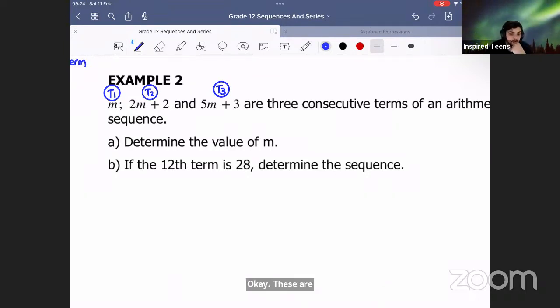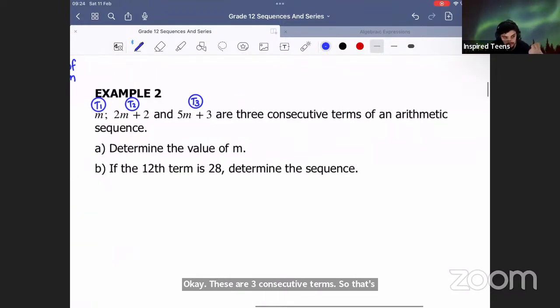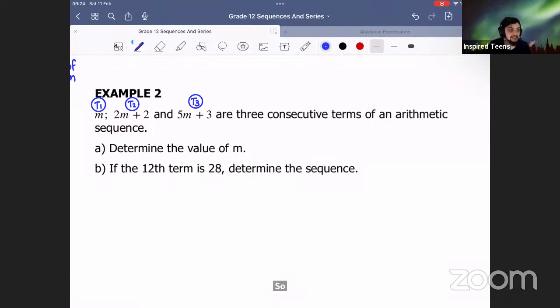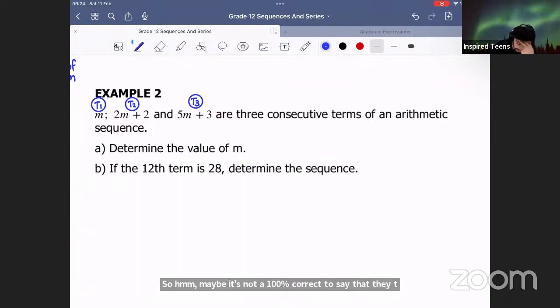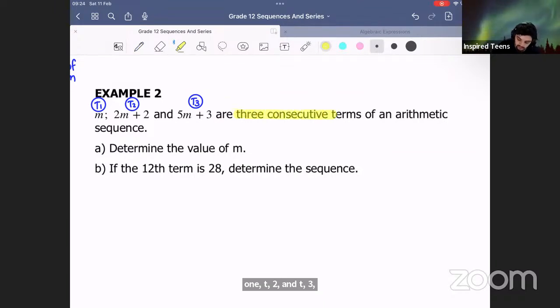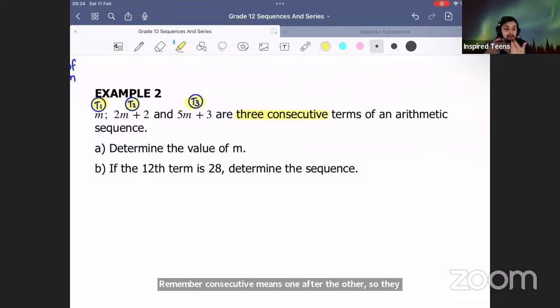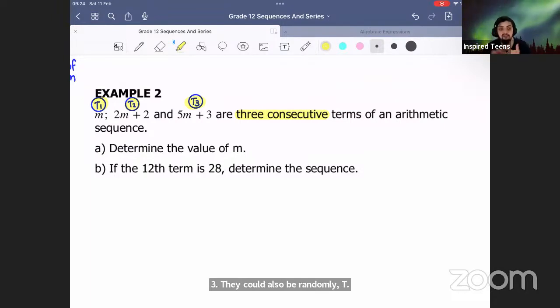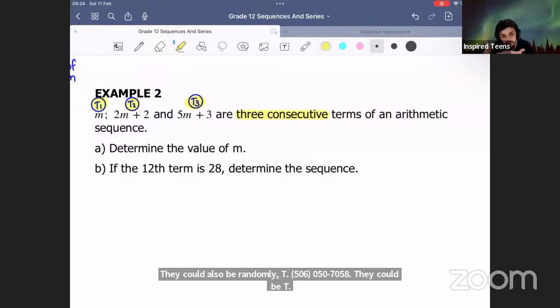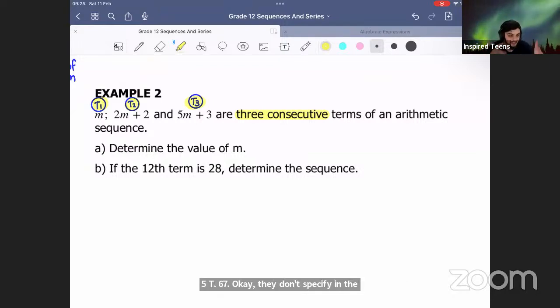So there are 3 consecutive terms in an arithmetic sequence, so maybe it's not 100% correct to say that they are T1, T2, and T3, because we know that definitely they are consecutive. Remember, consecutive means one after the other. So they could be T1, T2, T3. They could also be randomly T56, T57, T58. They could be T5, T6, T7, okay? They don't specify in this question. I did this question, so I know that they are actually T1, T2, and T3. They don't specify specifically.